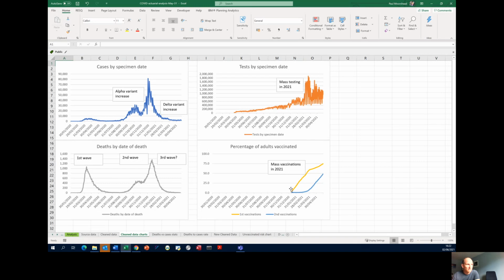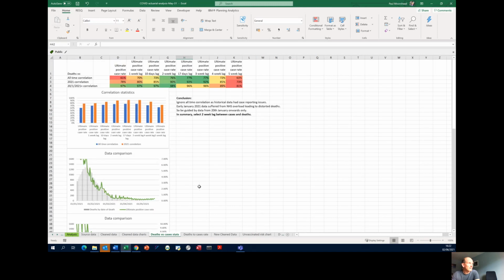And about 3 months after that started, they then kicked off with the second vaccinations, and you can see they're pretty close to 50% of people having a second vaccination. And it's worth noting, this is adult population. So 50% of adults only currently in the UK, no one under 18, possibly under 16, is being vaccinated.